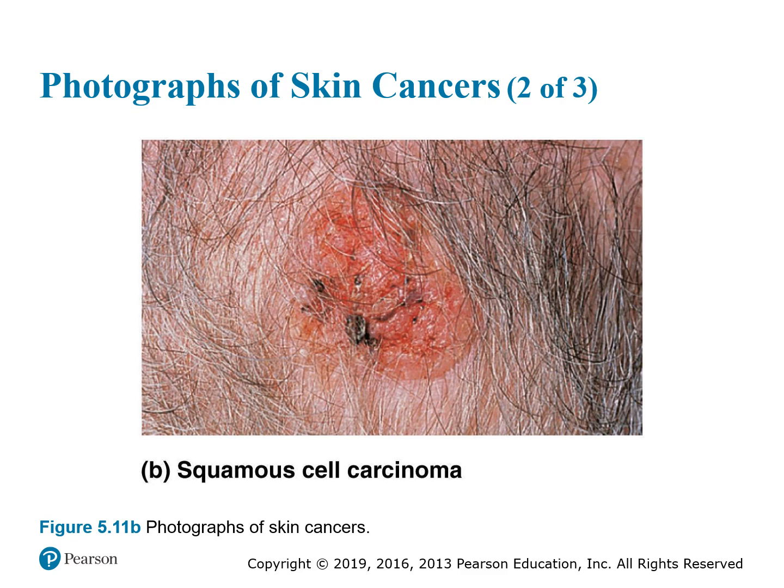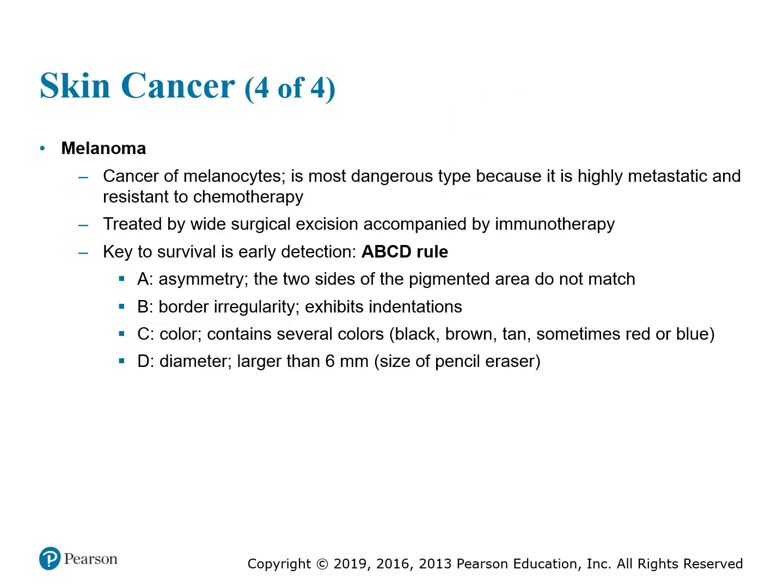So there's squamous cell. And then the melanoma, the most dangerous type of cancer, very highly metastatic, very resistant to chemotherapy. In this case, you're going to require a wide surgical incision and immunotherapy because you want to be sure and get rid of all of those infected cells. And so this is going to be strongly associated with moles, for instance. And so we have this ABCD rule for diagnosing these types of cancers.